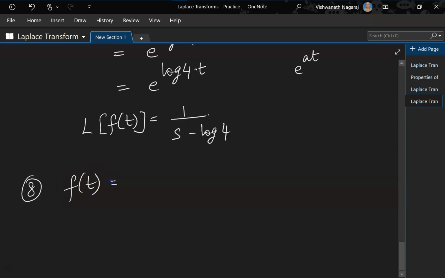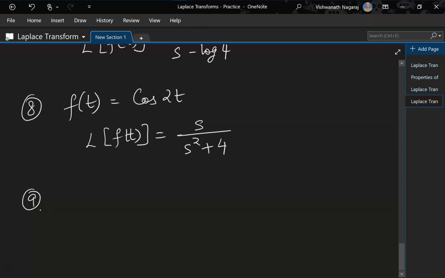f of t is equal to cos 2t. We already know this. For cos mt it is s by s square plus m square. So m is 2. So 2 square is 4.